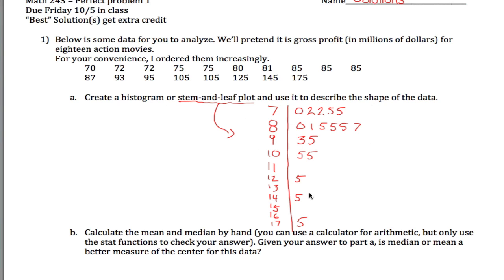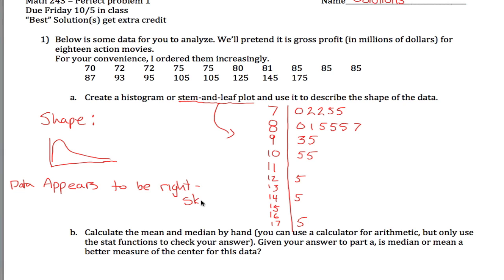If you ask me to describe the shape of this data, I'd rotate it 90 degrees in my head. If I rotated this thing, it would look something like that, which is a right-skewed distribution. My tail points to the right. So I would say the data appears to be right-skewed. I think that's good enough for number 1.